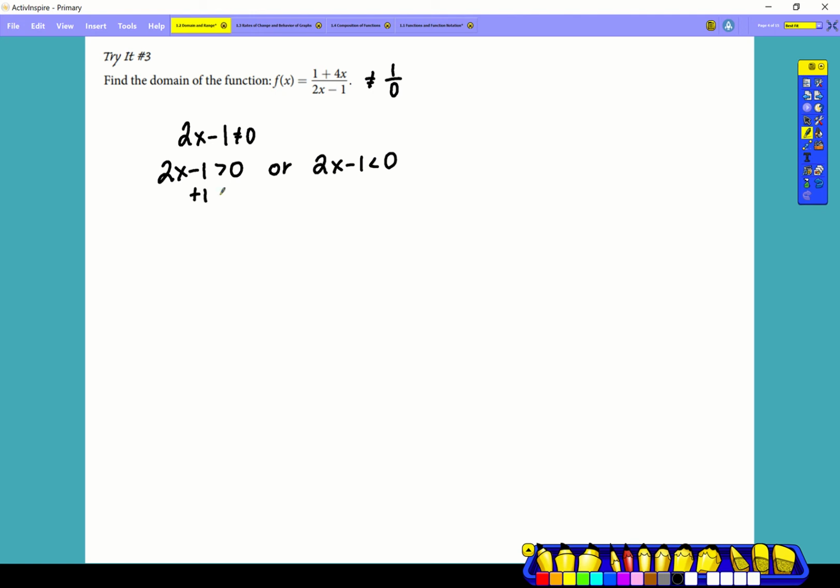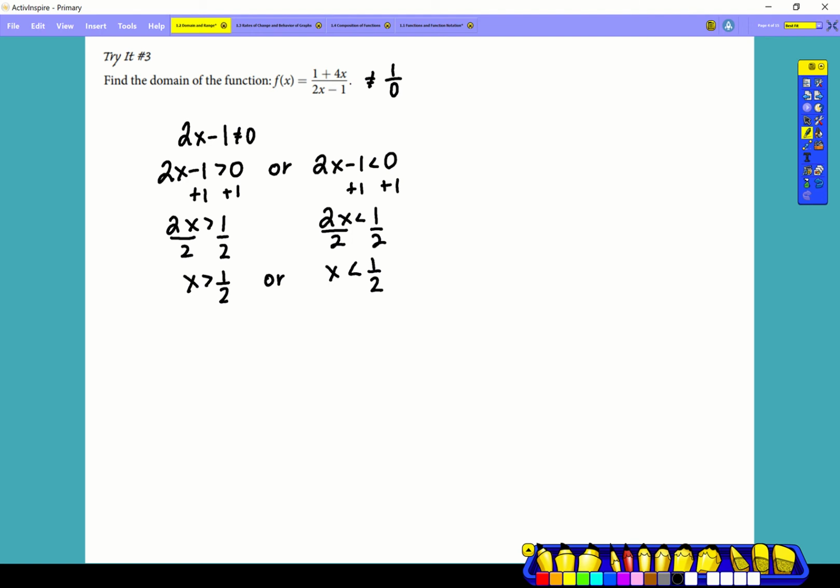I'm going to add 1 to each side here, which gives me 2x is greater than 1. I'm going to add 1 to each side here, which gives me 2x is less than 1. I'm going to divide each side by 2, and since I'm dividing by a positive number, I don't need to worry about switching the signs, which gives me x is greater than half or x is less than half. And that is my only restriction here.